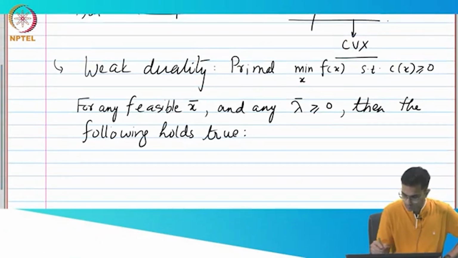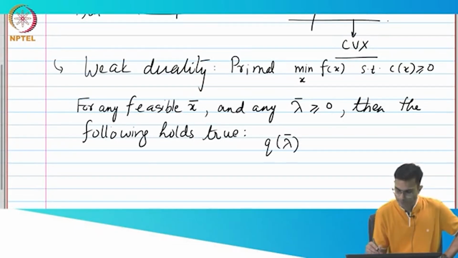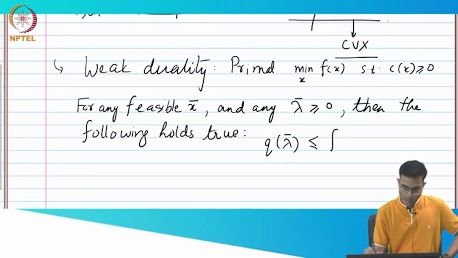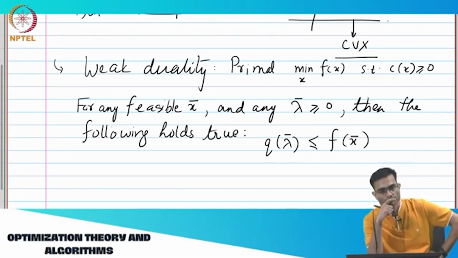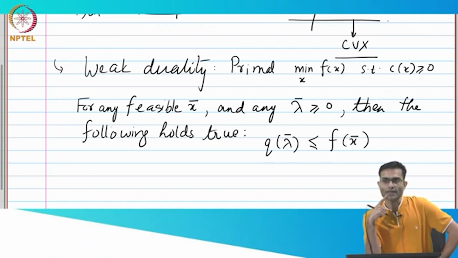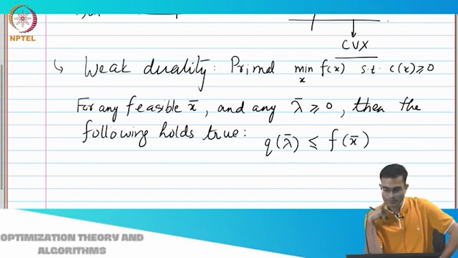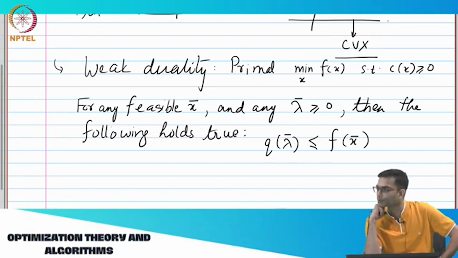I'm going to note one statement which we will prove. So Q of lambda bar is less than or equal to f of x bar. What is this saying? Take any feasible x bar and take any lambda greater than or equal to 0, then the value of the dual problem is always less than the value of the primal problem.